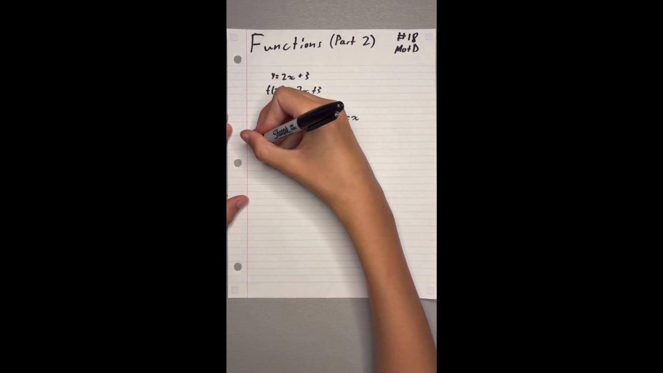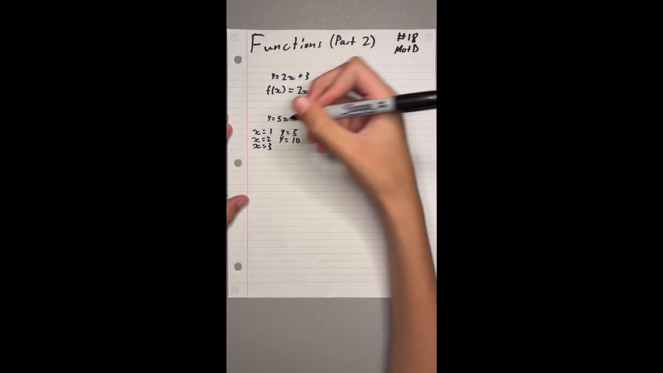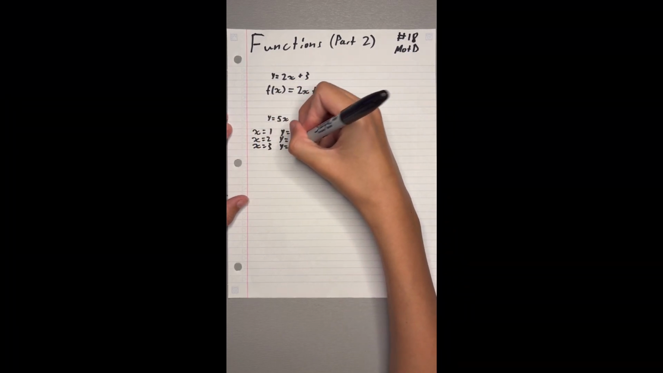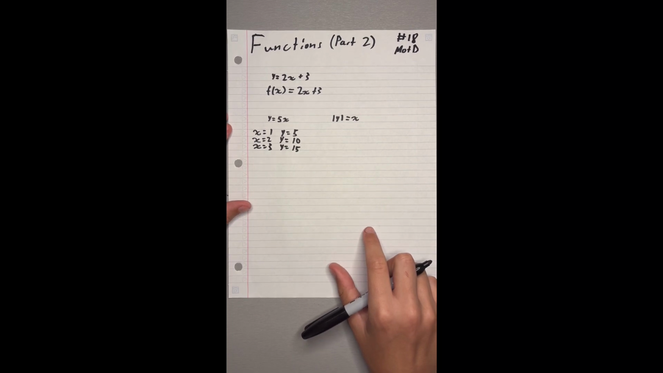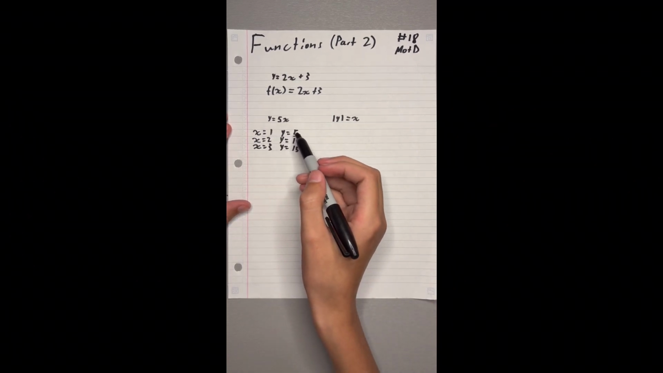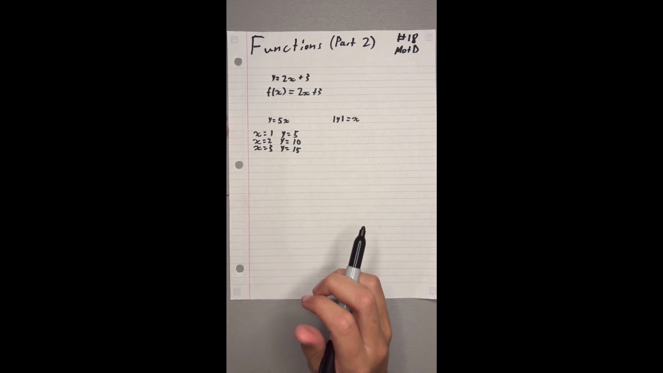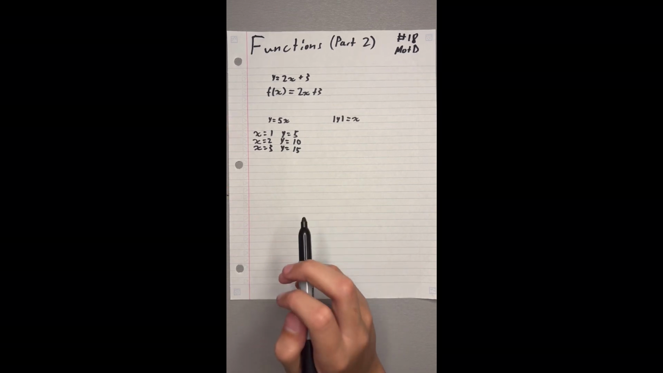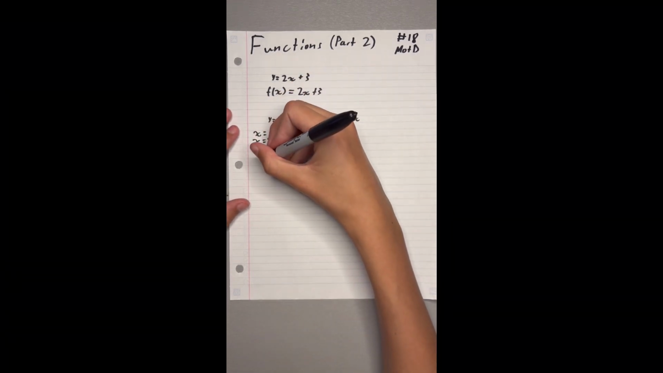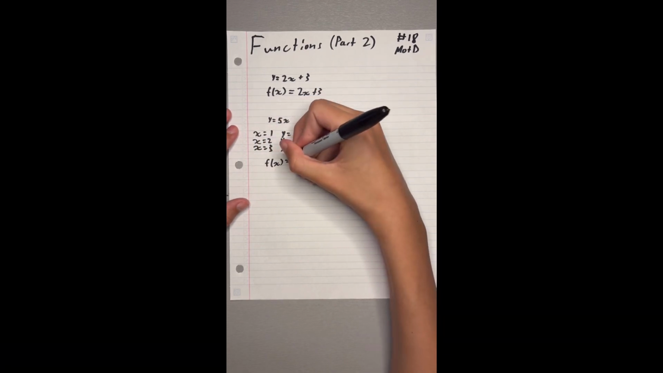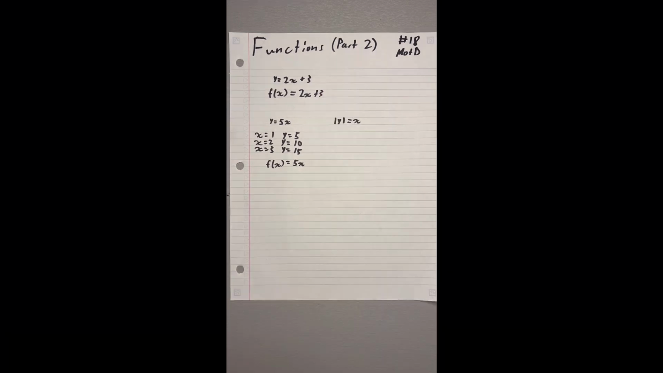If x is 3, y is 15. As you can see, there is one output per every input. This means we can rewrite this equation in function notation since it is a function. So that would be f of x is equal to 5x. Now let's move on to our second equation.